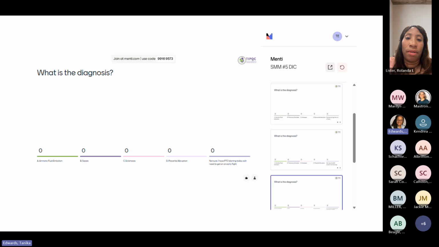Let's see what we've got coming in. Okay, so far we have 5 people for sepsis. Now 6. Now we're at 7 for sepsis. No other options selected. Yes, certainly the fever gave it away.